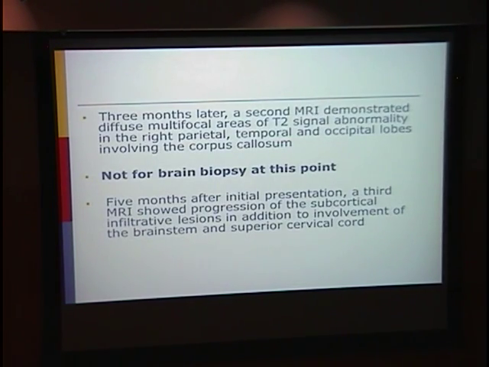Three months later, a second MRI demonstrated diffuse multifocal areas of T2 signal abnormality in the right parietal, temporal, and occipital regions. No brain biopsy at this point. We consulted and decided to repeat the MRI 2 months later. His situation was stable. Very mild headache, very mild papilledema, and that's it, a normal neurological examination.